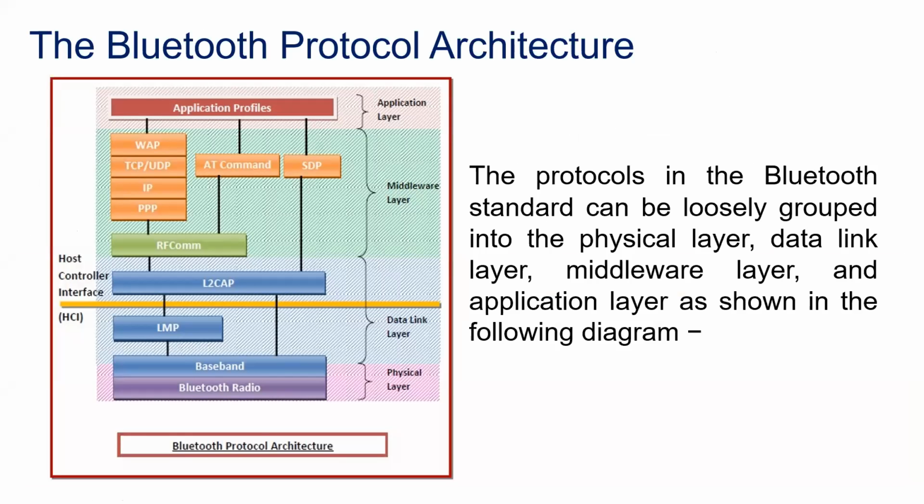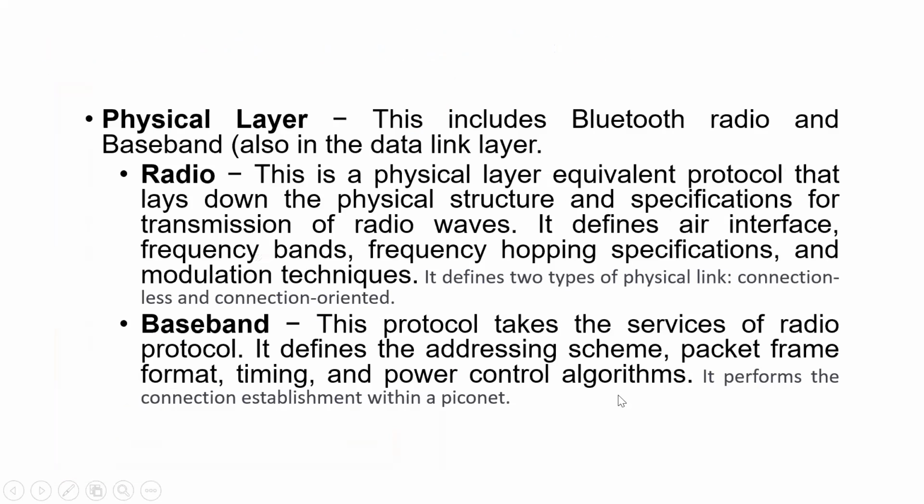Now let us learn about the Bluetooth protocol architecture. Just like the OSI model, it has a layered architecture, as you can see here. Basically, it is divided into 4 layers: physical layer, data link layer, middleware layer, and application layer. So these are the 4 layers present in the Bluetooth protocol architecture.